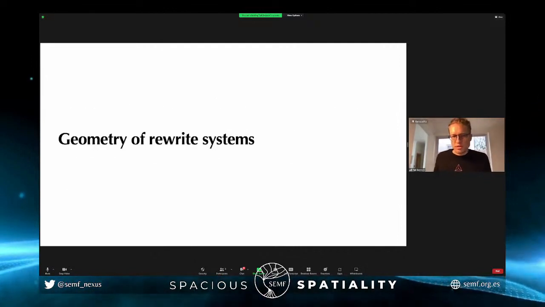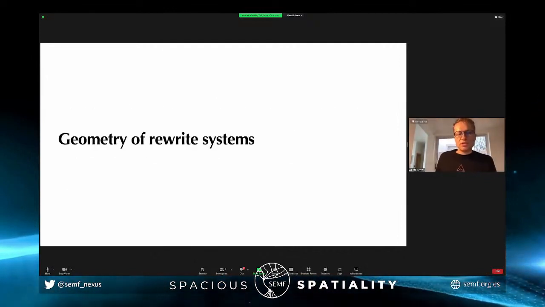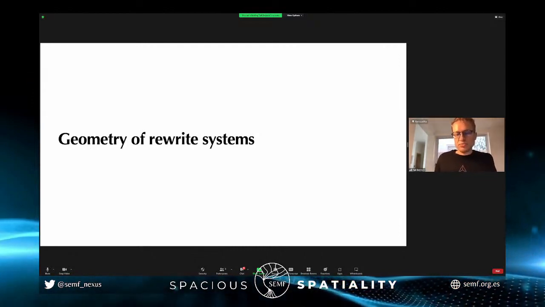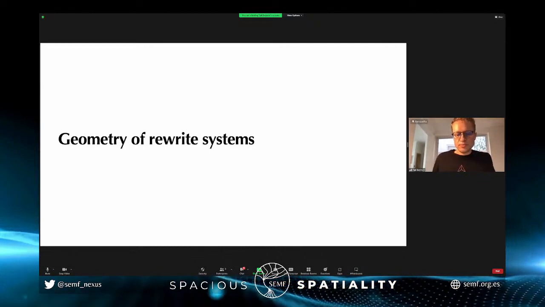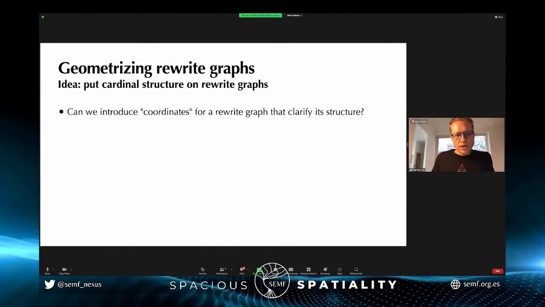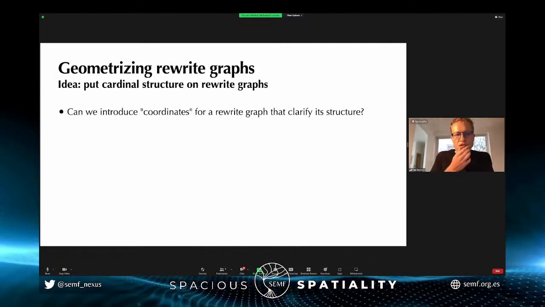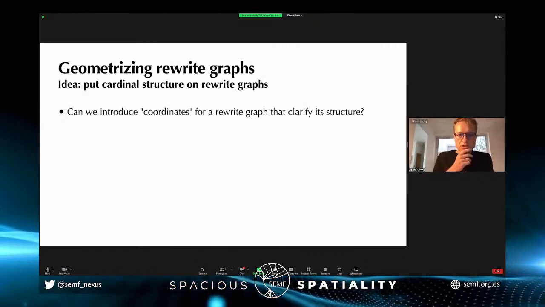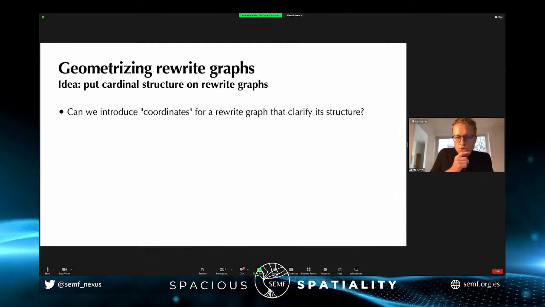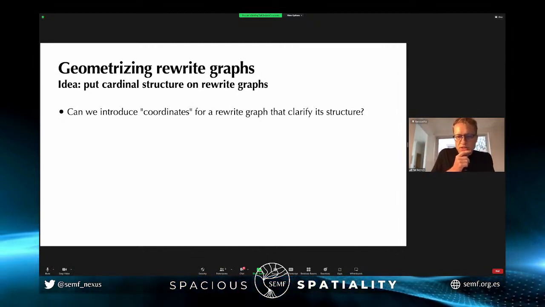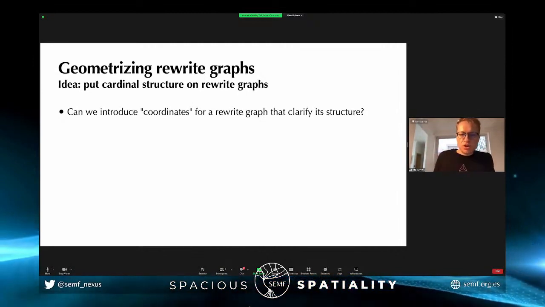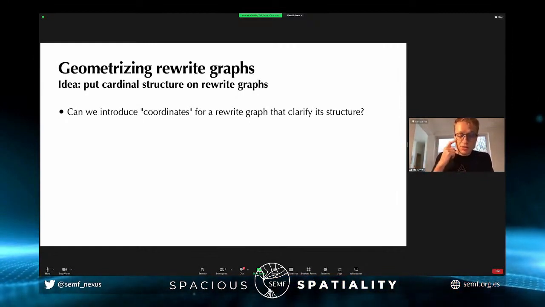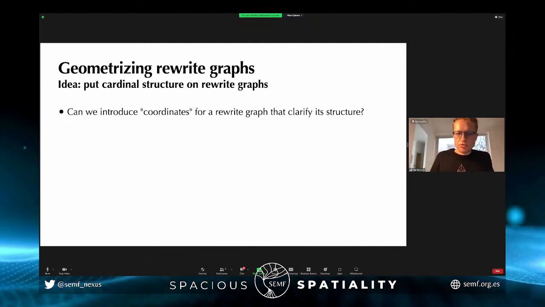And I want to get to maybe how rewrite systems can give us simple kinds of geometries that we recognize from the section on transitive quivers. So the idea is that we're going to start with a rewrite graph, which is just these global states and how they get rewritten to each other. And we're going to introduce coordinates for the vertices that allow us to clarify the structure of that graph and perhaps attach cardinals to it to see what its underlying geometry could be.